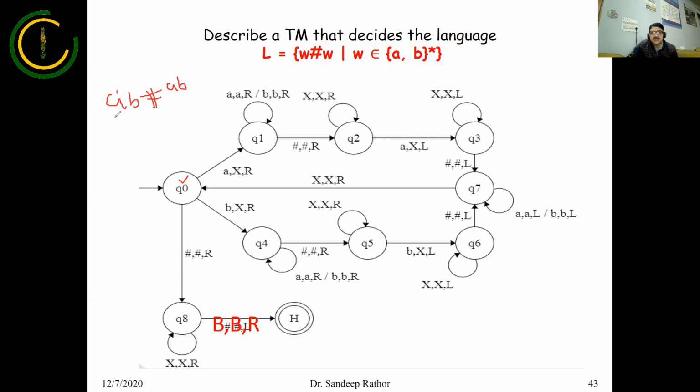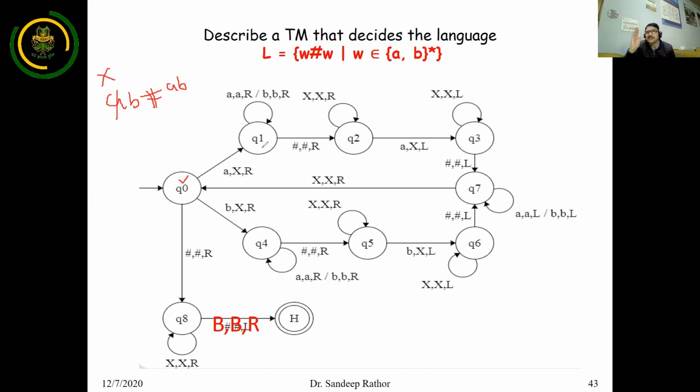So just convert it into X and move towards the right direction. Now state is Q1. On Q1, as I already told you at the time of explaining the logic, no need to change on A or B, right? Until you find the hash sign. So hash sign will indicate that you have completed the first step, that is first W, right?